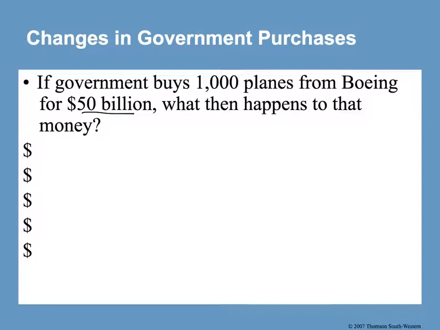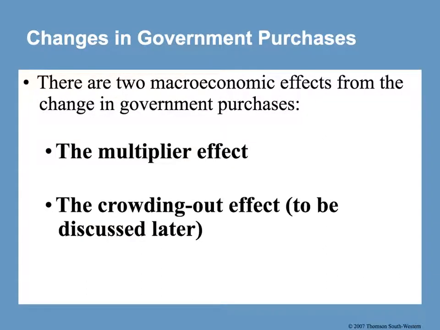that $50 billion Boeing receives, and then they pay their workers with it, they buy more capital with it, and their workers buy stuff with their income, and then the money keeps kind of flowing down the way. And so while the initial increase of $50 billion is correct, there's more than just the $50 billion added to GDP because of the multiplier effect. It's not like Boeing lights that money on fire, they're going to do something with it. There are two macroeconomic effects from the change in government purchases.